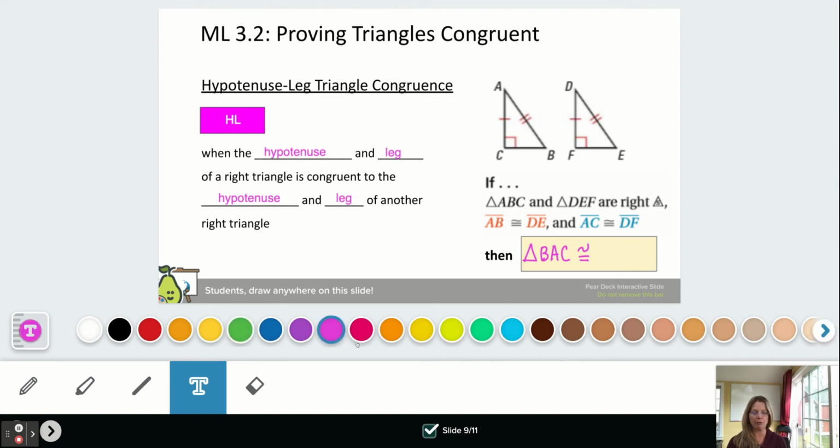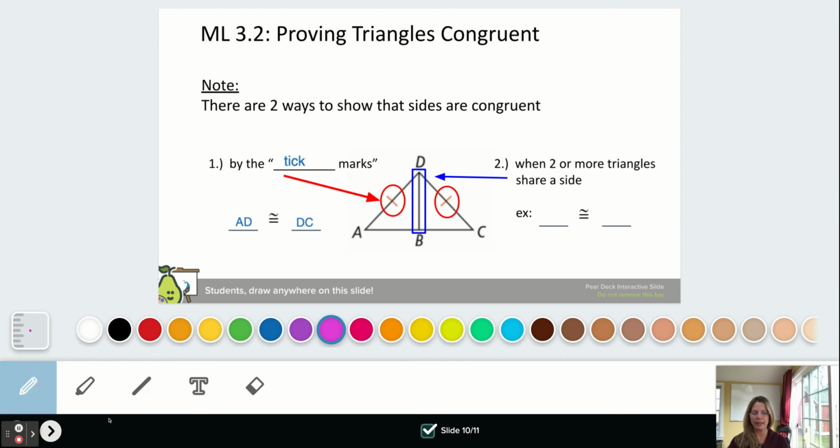And so now we're going to go ahead and write our statement. Triangle BAC. Notice I started at B. I traveled up the hypotenuse and I traveled down toward that right angle. So EDF. That's the hypotenuse leg.